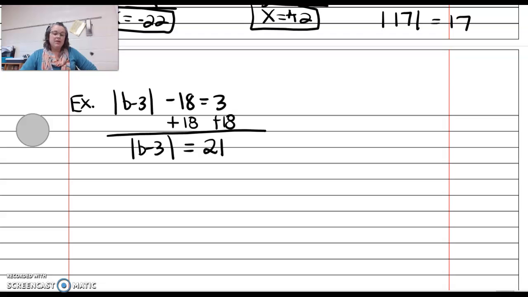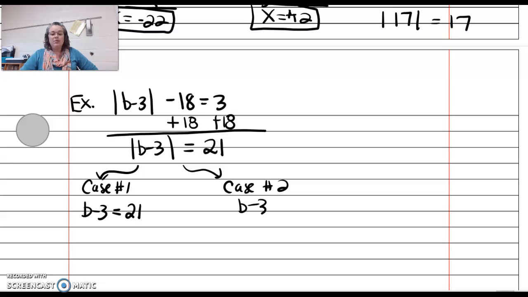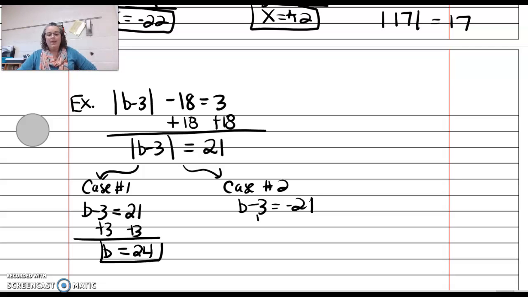And then, of course, to find out what our two possible solutions are, we have to set up two cases. Case number 1, we could set up the positive case. So we get b minus 3 equals 21. Or we could do case number 2, where we have b minus 3 equals negative 21, and then solve for both. So we're going to add 3 to both sides. So I get b equals 24 for our first possible solution. If I add 3 to both sides over here, I get b equals negative 18. So there's our two possible cases here.